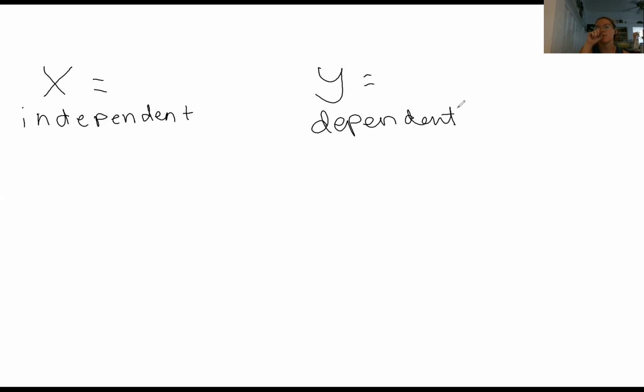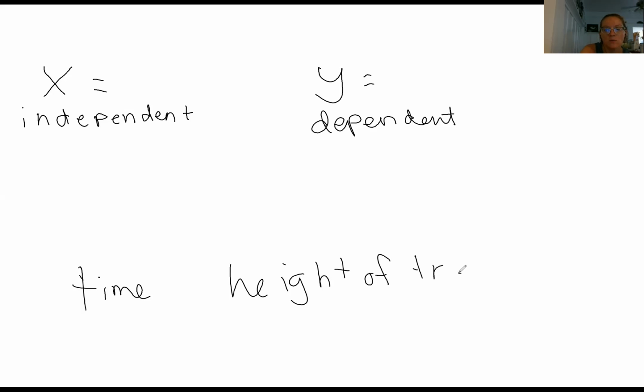okay? So what we want to do is think about what two things are we actually talking about here. So for that, we're going to think about our original question. When will the trees be the same height? So at what time will the trees have the same height? Okay, so we're talking about time. And we're talking about height of the tree. And we need to figure out which one will be independent and which one will be dependent, okay?